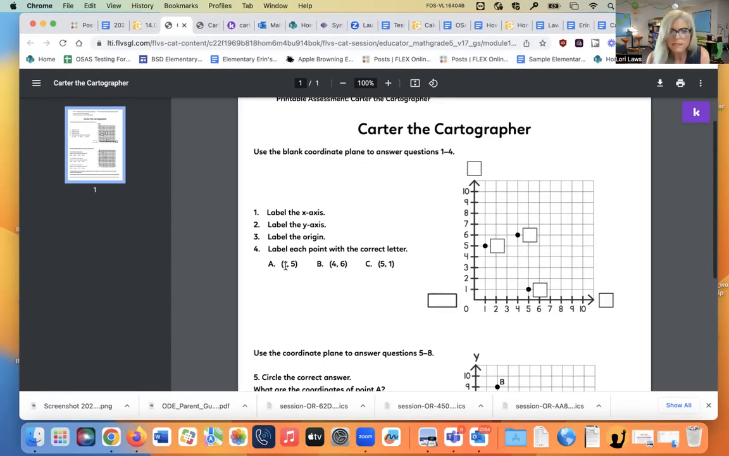Remember that the first one tells you how many to go to the right, and the second one tells you how many up. So 1 and then 5, there's A right there. 4 and then 6, there's B. 5 and then 1, there's C. If it has 0, it means you're right on the axis.